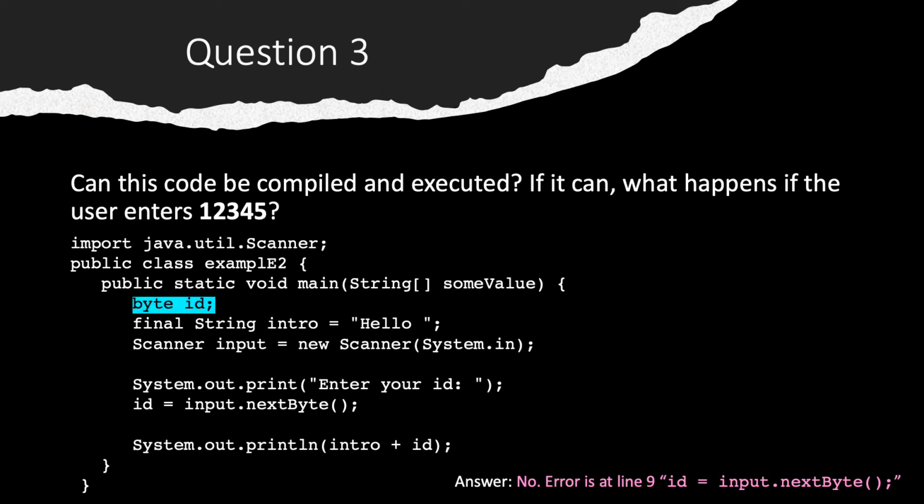Why does this error happen? If we look at the variable declaration, we said that id is of type byte. The byte data type has a range of -128 to 127. So, when the user enters 12345, overflow happens as the number is too large to be represented by byte, which can only hold up to the value 127. So the error is at line 9 because of the user's input, when it expects numbers that are within the range of a byte.